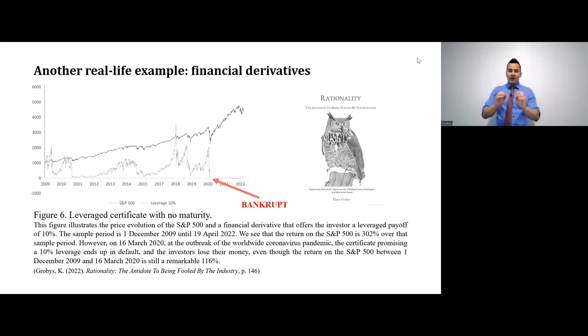And it's interesting to note that the return on the S&P 500 between 1st of December 2009 and 16th of March 2020 is still more than 100%. And this is a manifestation of discontinuity. This is what people obviously do not tell you when you buy this kind of certificate. You might think, okay, I don't want to buy warrants or options if I have a lot of money, because they have a certain time of maturity. So instead, I want a leverage payoff on some financial assets, and that's why I decide to buy this leverage certificate with no maturity.